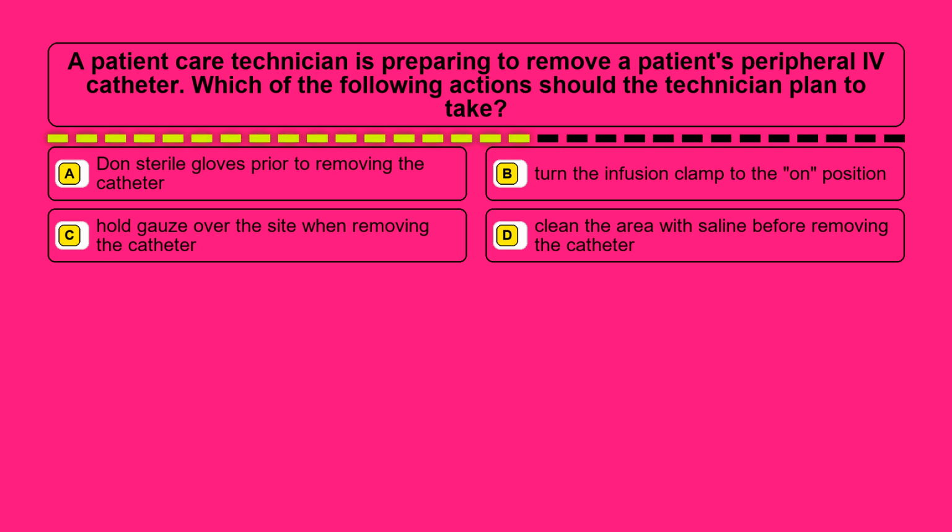Option A, don sterile gloves prior to removing the catheter. Option B, turn the infusion clamp to the on position. Option C, hold gauze over the site when removing the catheter. Option D, clean the area with saline before removing the catheter.